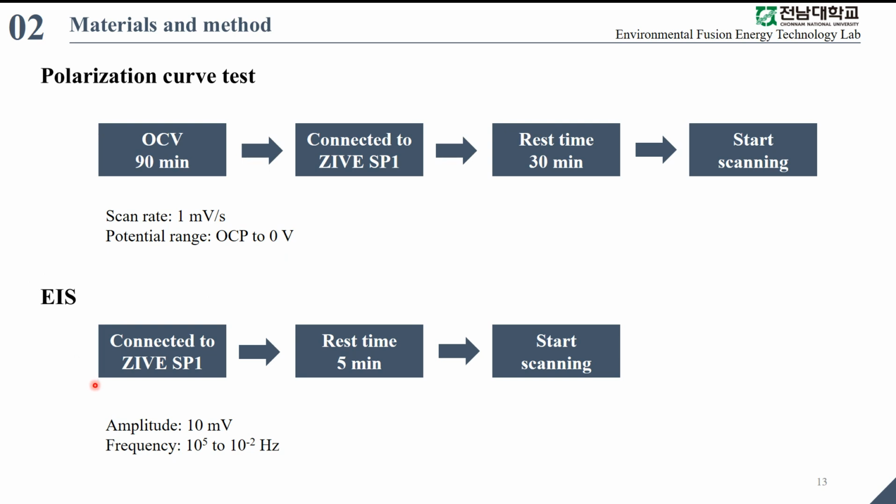MFCs for EIS measurement were poised at each optimal potential for 30 minutes to make them produce a stable current. EIS was performed at each bias potential with the following conditions: amplitude 10 mV, initial frequency 100,000 Hz, final frequency 0.01 Hz, 10 points per decade of data acquisition.